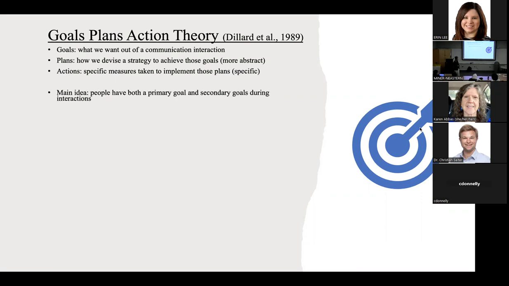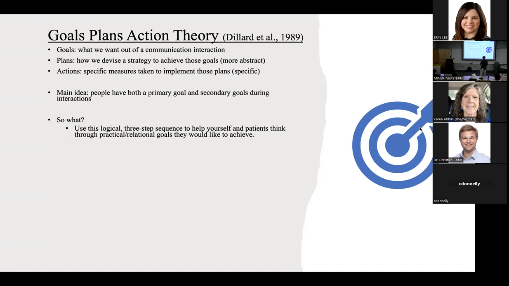The main idea of this theory is that people have both a primary goal, which is the reason for going into the encounter, the main thing you want to achieve, but you also have secondary goals with every communication encounter. You want something else out of it, besides the primary goal. So why should healthcare providers care about goals, plans, action theory? Well, you can use this logical 3-step sequence to think through what you want to achieve out of any given interaction. You can think through beforehand, what is my primary goal here, and what else do I want to achieve?